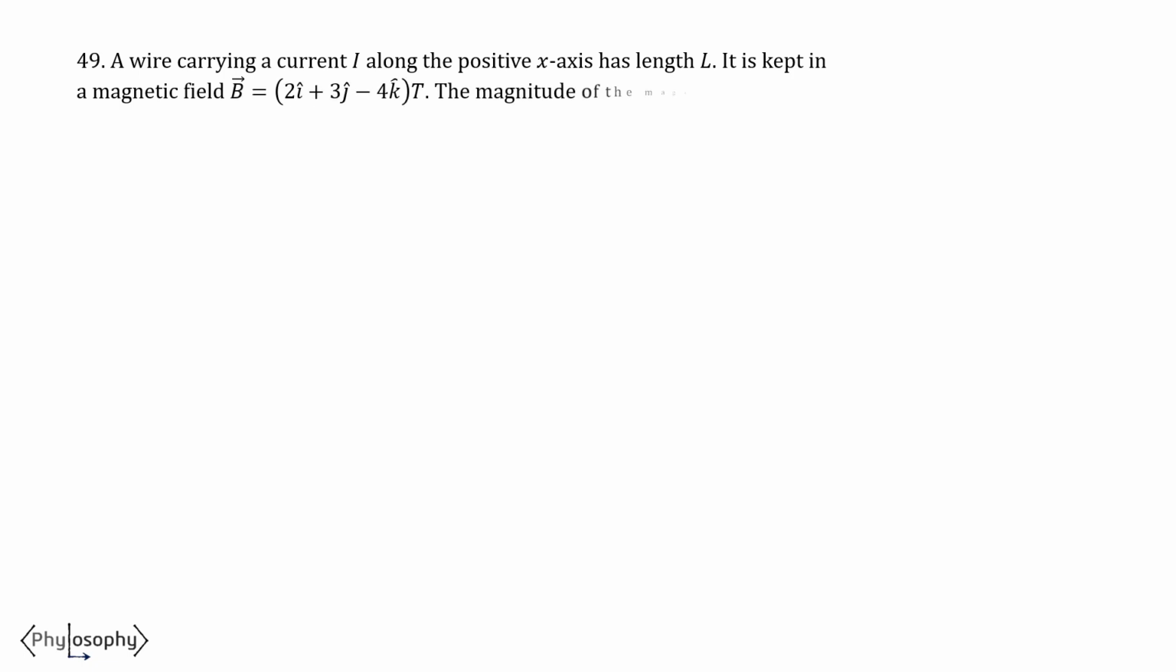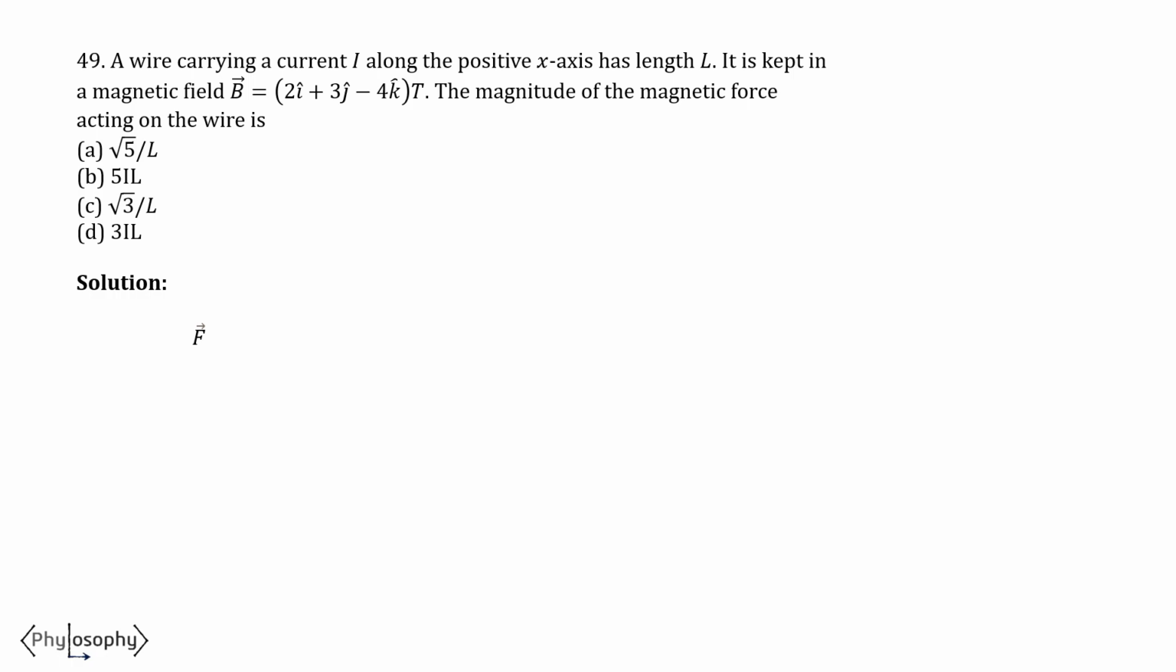Our next problem is, a wire carrying a current I along the positive x-axis has length capital L. It is kept in a magnetic field B, which is B is equal to 2i cap plus 3j cap minus 4k cap Tesla. The magnitude of the magnetic force acting on the wire is, and these are the four given options. We know that the magnetic force on a current carrying wire in a magnetic field is given by F is equal to I L cross B. So we basically have to perform the cross product of L and B.